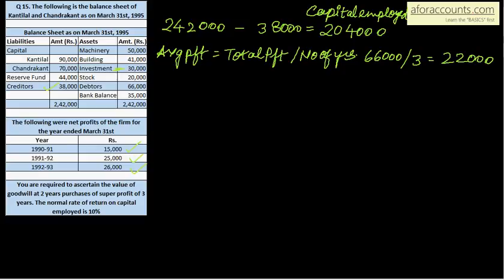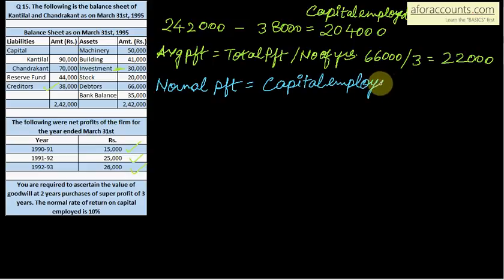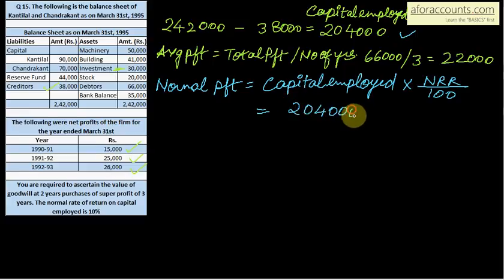Step number 1 is your normal profit. Normal profit is equal to capital employed into normal rate of return upon 100. So your capital employed just calculated 2,04,000 into normal rate of return upon 100, and your normal profit comes up to 20,400.